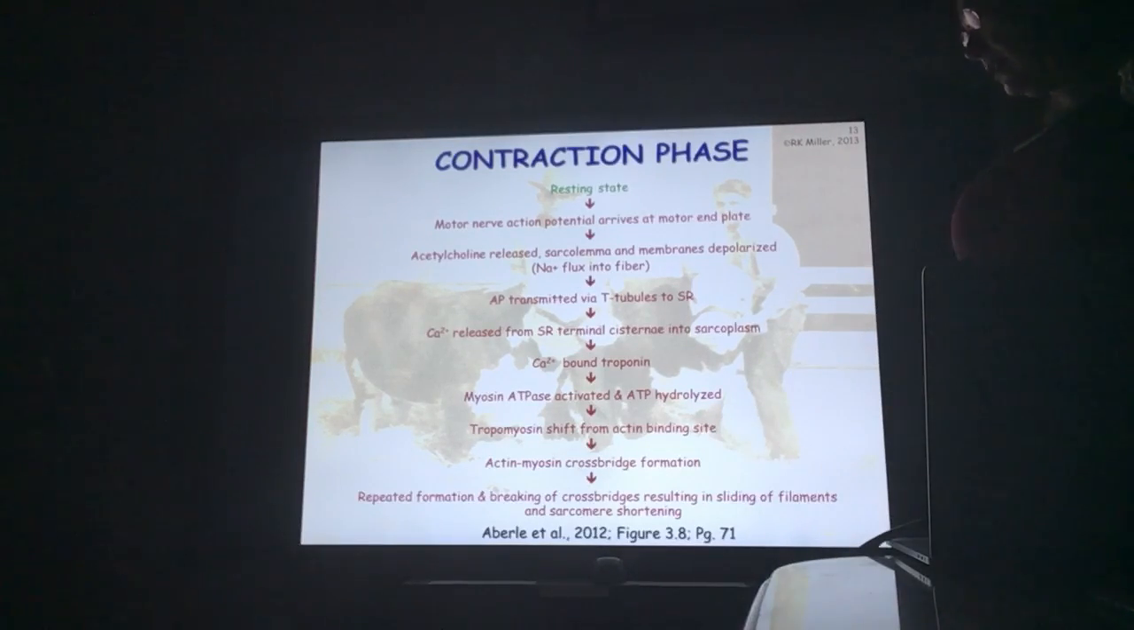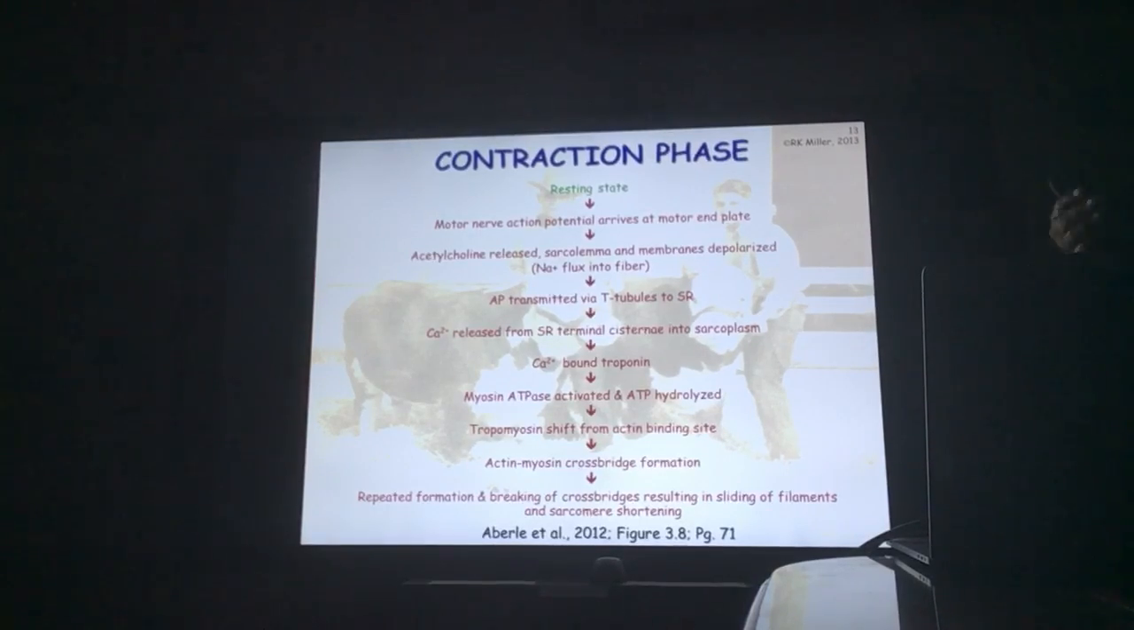Tropomyosin shifts from the actin binding site. These energized myosin heads with the ATP can then reach up, and they can move or hinge and move the Z lines towards the center M line. This action of contraction is a continual formation and breaking of the cross bridges.